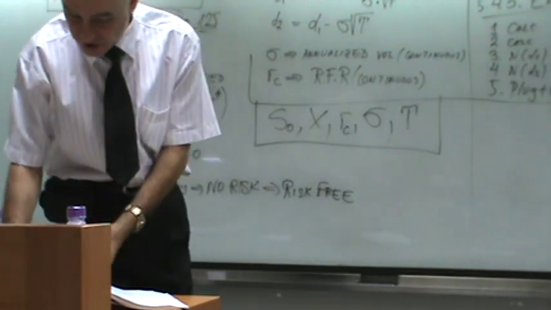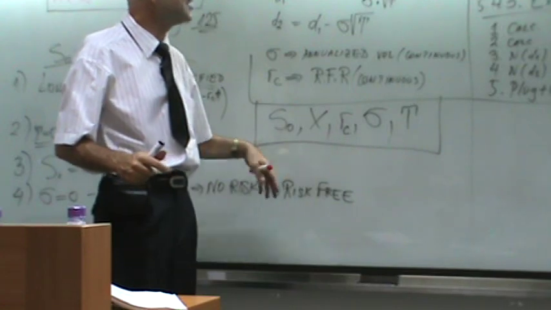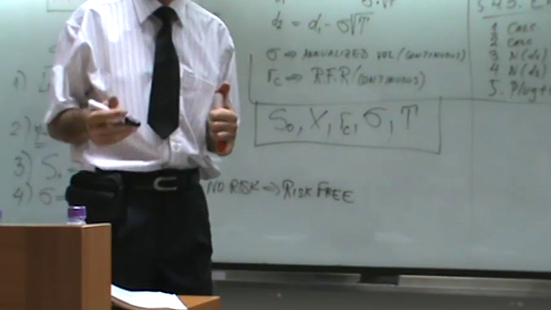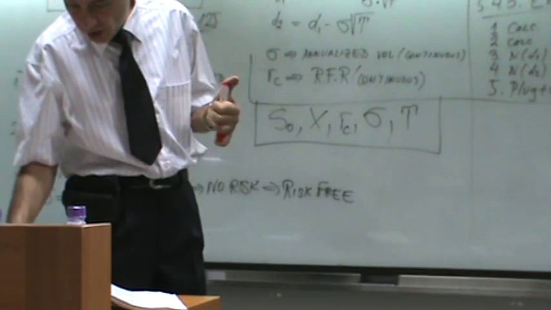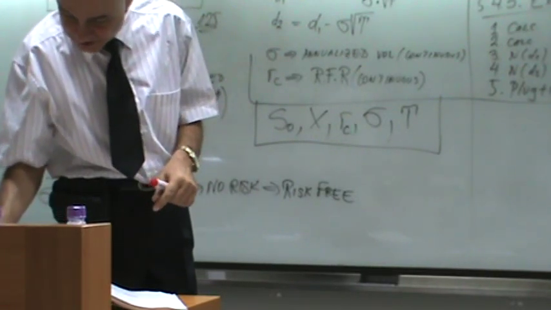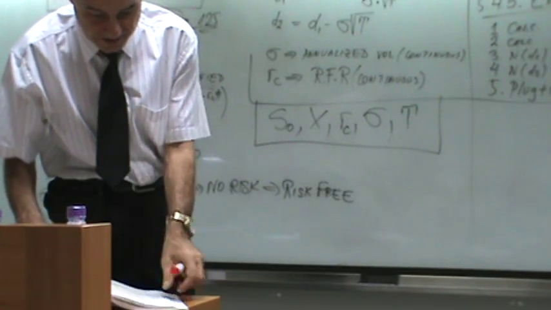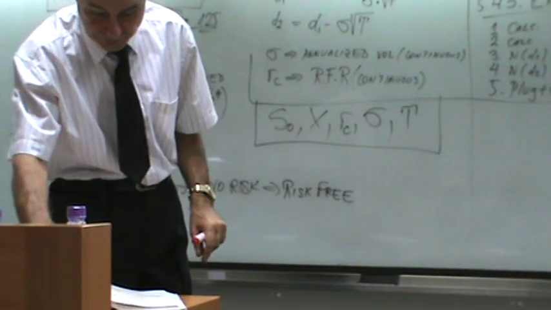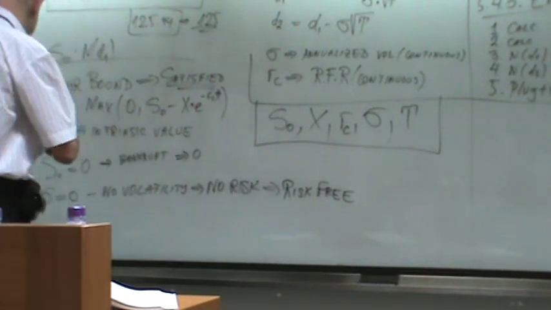So if it's risk-free, when you plug in the formula, you should simply get the risk-free return. You shouldn't be getting anything more, and you shouldn't be getting anything else. And that's exactly what happens.